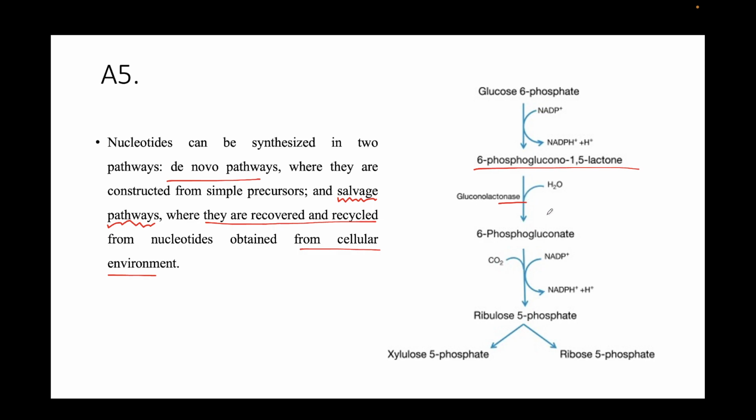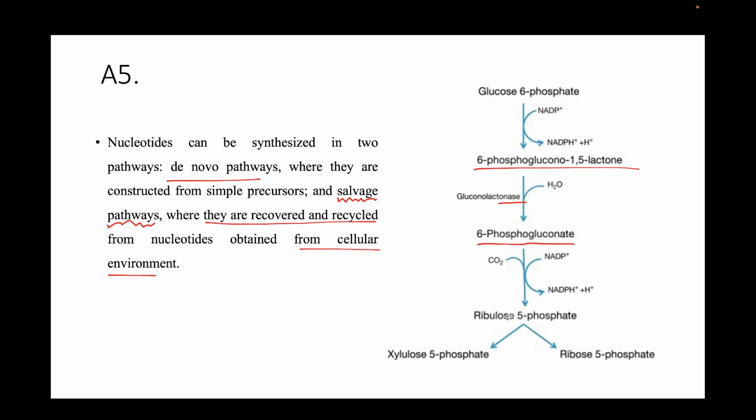Okay, now it becomes 6-phosphogluconate. Earlier it was 6-phosphogluconolactone. Next, after that, this is actually a completely long process of de novo and salvage pathway, but here I have just extracted an image where it has been defined very simply.